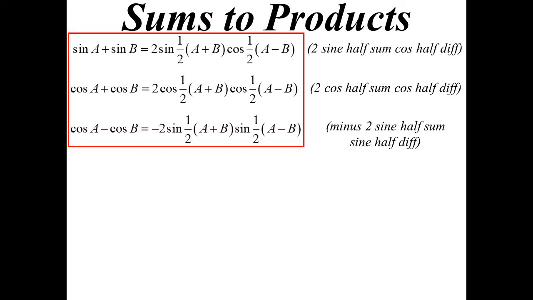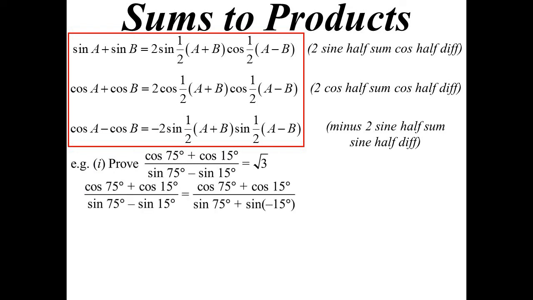You'll notice I don't have sine minus sine, because I don't need it. And we'll do an example which will show you why. And there's the sine minus sine on the bottom. Okay, we're going to prove that this is equal to root 3. So on the top I have cos plus cos. Well, cos plus cos start with the same. So I'll get 2 cos half sum cos half diff. Then you'll see what I did on the bottom.